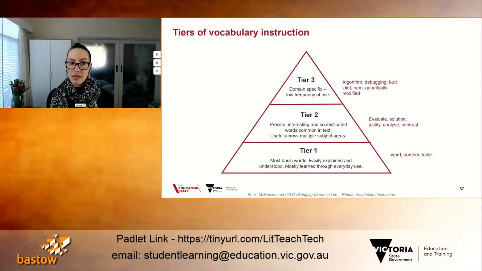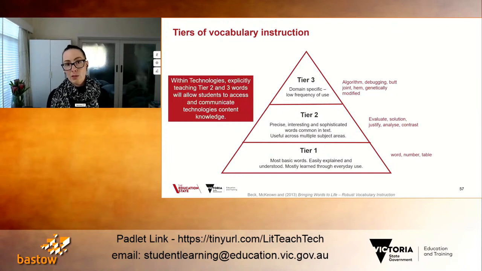The third level, tier three, are domain-specific words. When we're thinking about disciplinary literacy, we're thinking, what's the vocabulary specific to my discipline? Digital technologies has its own language. We're talking about algorithms. We're talking about debugging. When I'm in primary school, I'm talking about getting nits out of kids' hair. But in high school, in digital technologies, debugging means finding where in the code is the issue that's causing the problem with the software or the program that I've just created. A butt joint, a hem, genetically modified. These are all words that are specific to a certain domain and not always likely to be found outside of that domain. Now, tier two and tier three are the ones that we've got to think about explicit instruction on.